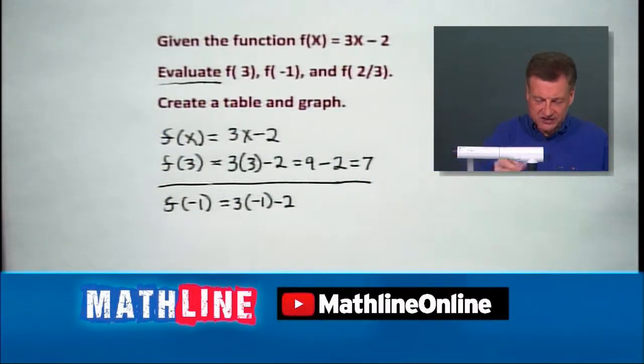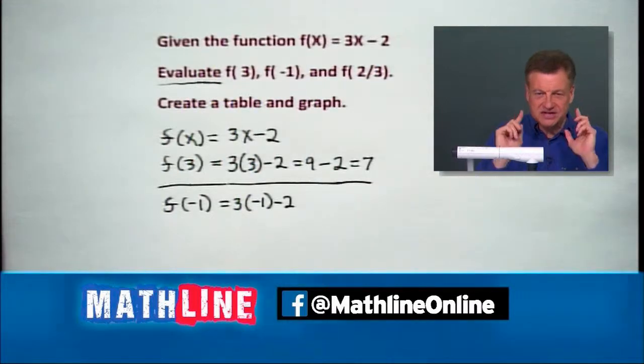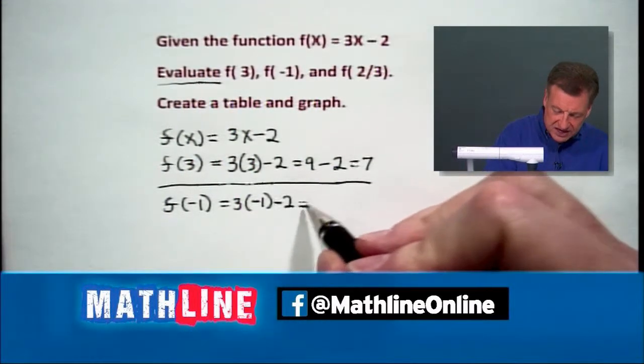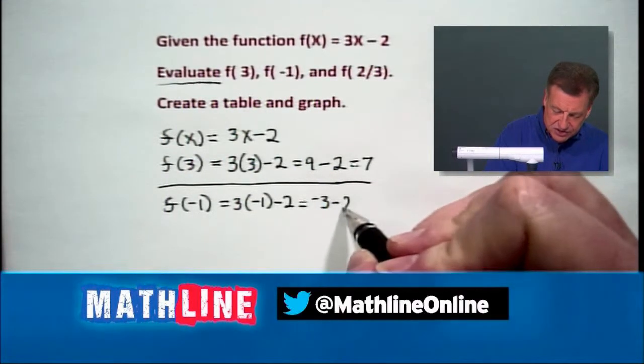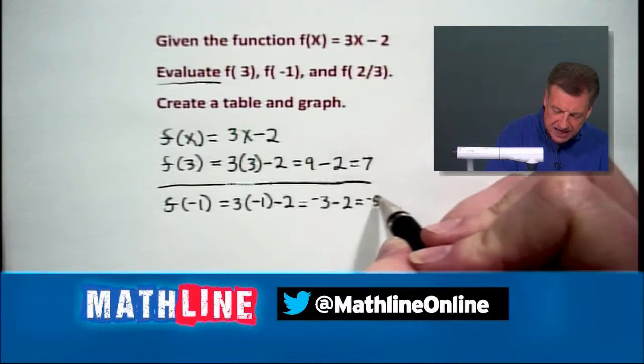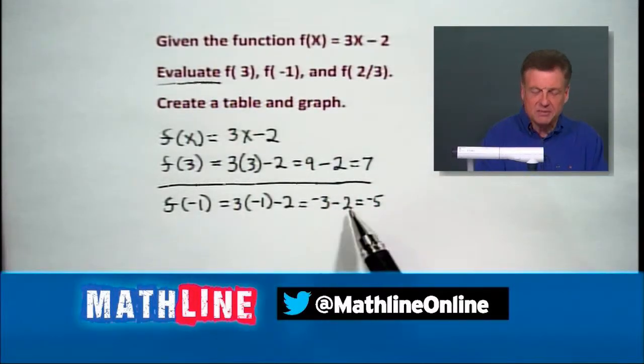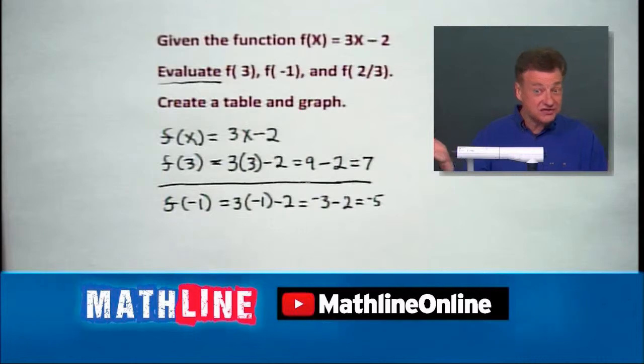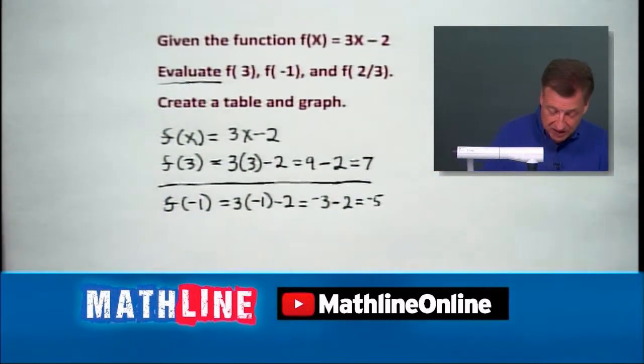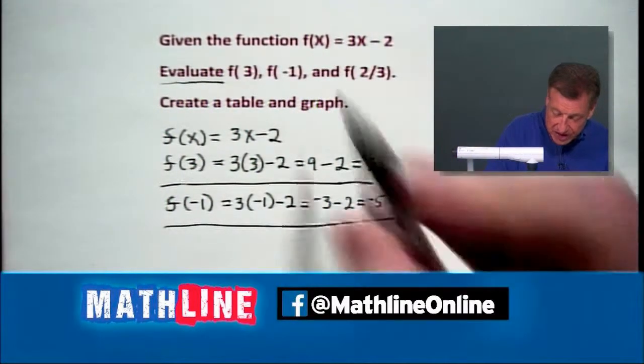Multiplication first, my friends. So let's do that. 3 times -1 gives us -3, and minus 2, I'm picking up a -5. Remember, it's like saying -3 plus a -2, which gives us, yes, -5. There you go.